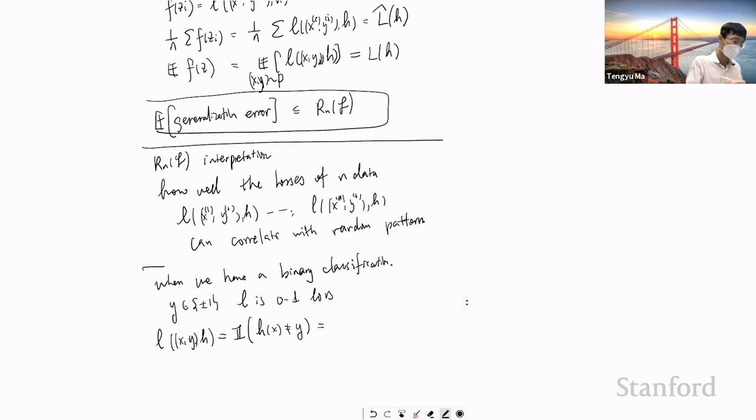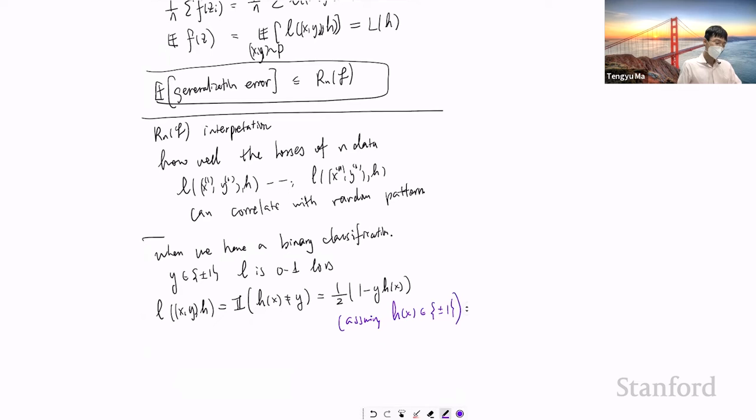First of all, you rewrite this indicator into this form. We write it as a half times 1 minus y times h of x. This is assuming, here I'm assuming h of x is also in +1, -1. So by the way, what I'm doing here is trying to instantiate this into a special case so that you can interpret the Rademacher complexity in a more intuitive way. And also this whole thing is useful by itself as well.